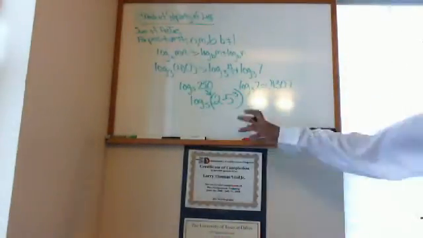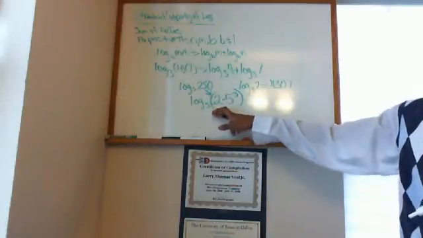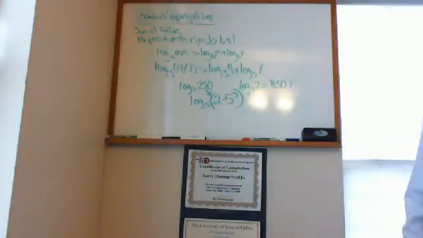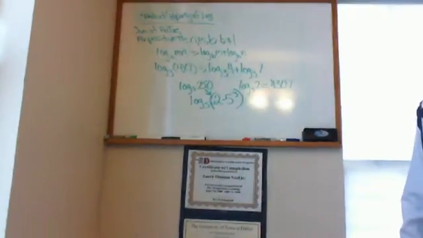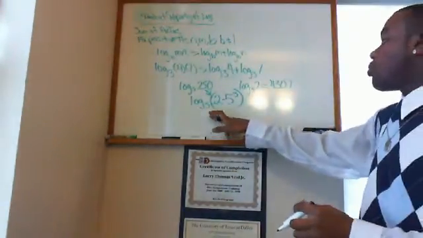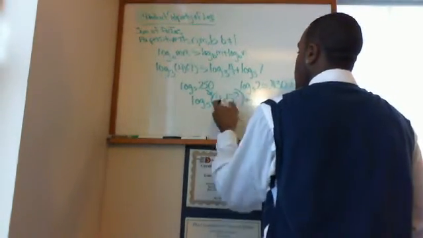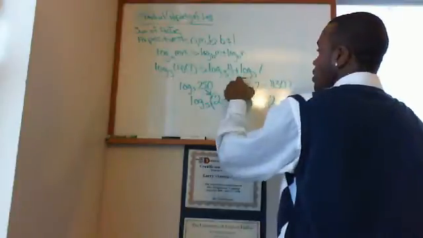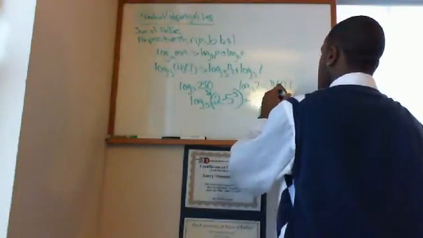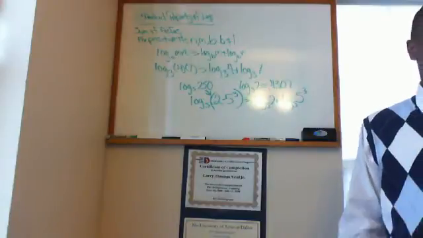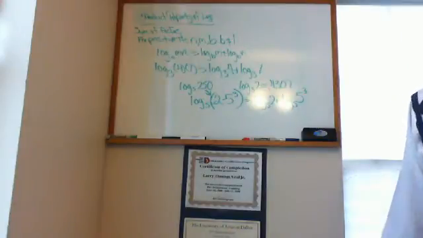Does that make sense? Mm-hmm. So log base 5 of 250 breaks down to log base 5 of 2 times 5 cubed. Based on our product property, this is going to equal log base 5 of 2 plus log base 5 of 5 cubed. And what's 5 cubed? 125, right? Yeah.